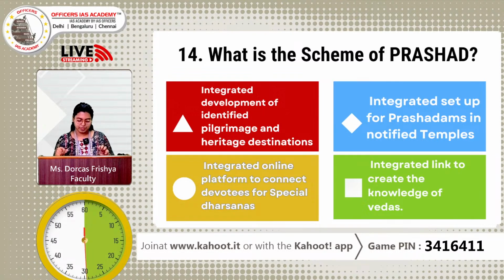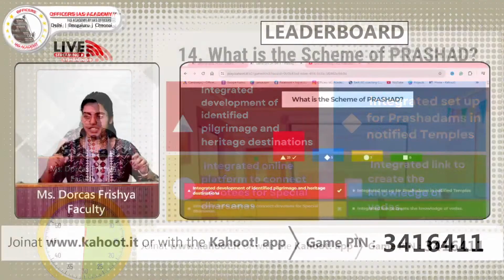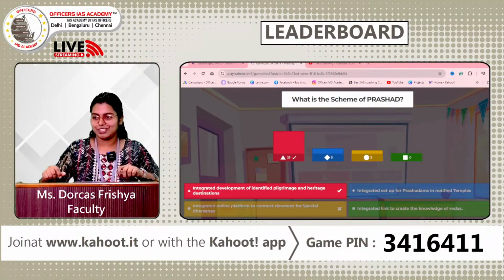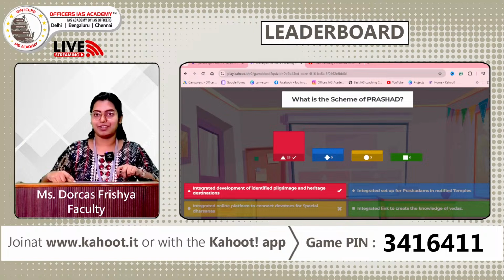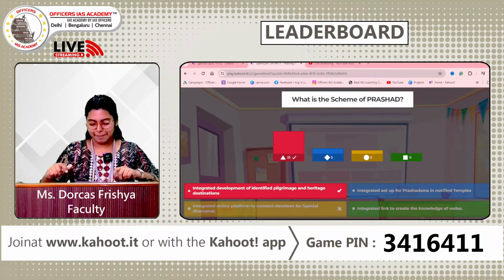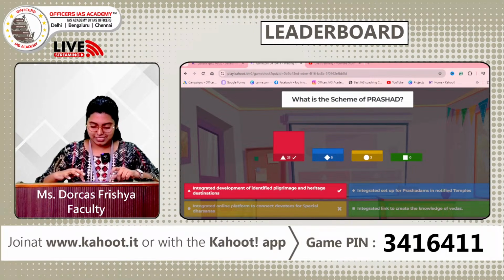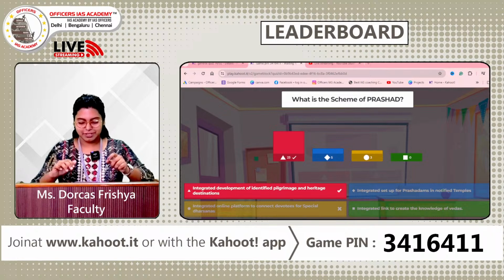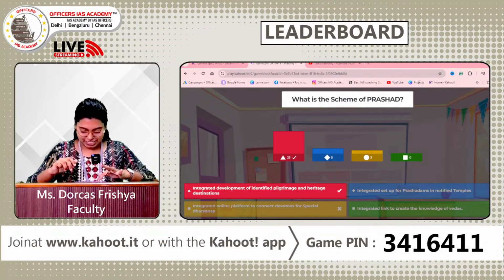Okay. Prashad. All right, and there goes your correct answer on your screen. So it is color code A, red. Option A, that is integrated development of identified pilgrimage and heritage destination.